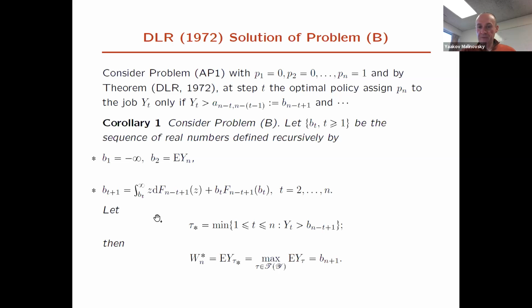Given the sequence b, your stopping time tau is simply the first time Yt passes a particular value of b. It is a memoryless threshold rule. The optimal value of the reward function is the last value, b_{n+1}. So this auxiliary problem is solved directly by Derman, Lieberman, and Ross.